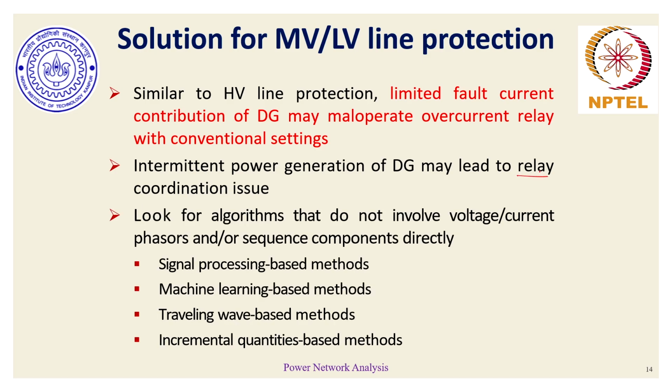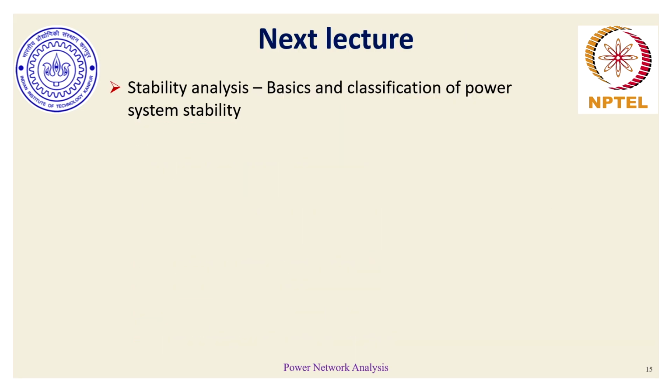So the suggestion still remains the same. In order to cater to these challenges, one has to look for non-conventional methods like machine learning based methods, data driven methods, or feature extraction based methods, which can help easily identify the signatures which come in because of inverter-based resources or distributed generators. So that's all for the fault analysis part.